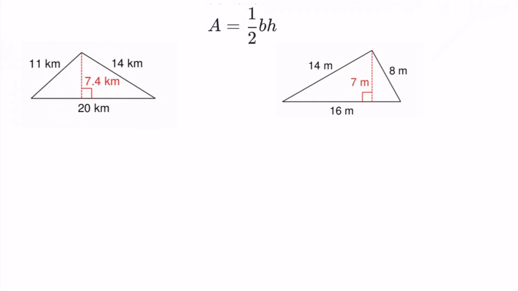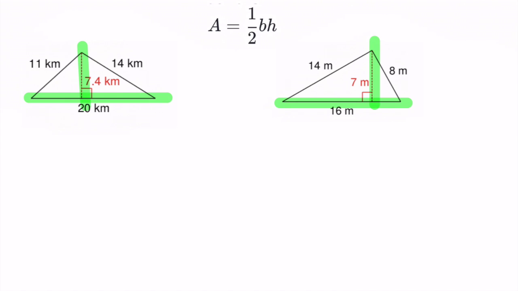So these ones can be a little tricky because I had you identify the base yourself. So remember, the base makes a right angle with that height. So this is going to be our base and height. And in this one, this is going to be our base to our height.